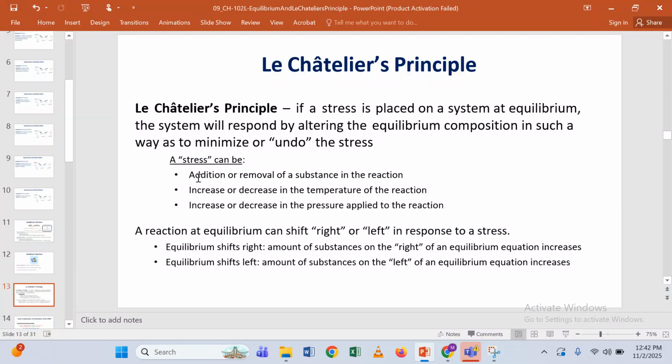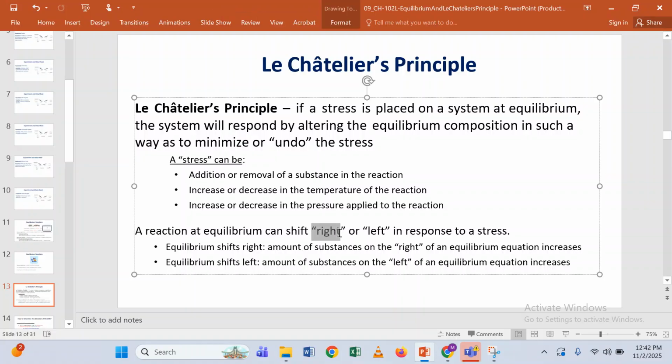Now, a stress could be adding or removing a substance in the reaction, that could be either a reactant or a product. You can increase or decrease the temperature of the reaction. You can increase or decrease the pressure in the reaction. So, all these are types of stresses. When you stress a system at equilibrium, it will either shift to the right or shift to the left in response to that stress.